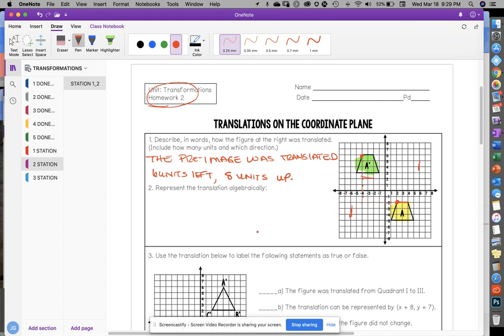And then it says to represent that algebraically. Whenever you see the word algebraically, they're talking about how would that look with your x and y. So what happened to my x? Well, remember, if I go left, that's my x. But if I went left, that's minus. So this is going to be 8 take away 6. And then I went up. That's my y. So for my y going up, that's addition. So it's going to be 8 plus 8. All right, let's try the next one.